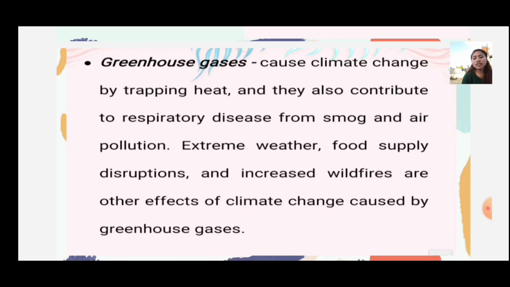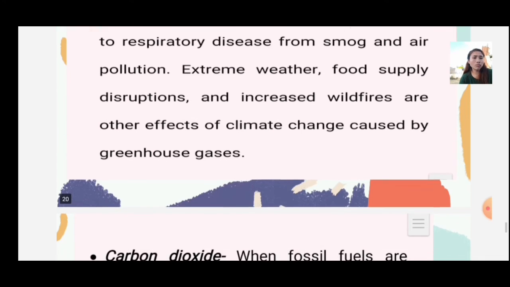So, hinungdan sa pagbag-o sa klima, pinagi sa pagtrap sa kainit. So, mauto siya ang greenhouse. Nagkadaghang sunog sa mga kalasangan, maoy epekto sa pagbag-o sa atong klima sa mga greenhouse gas. So, let's proceed to carbon dioxide.